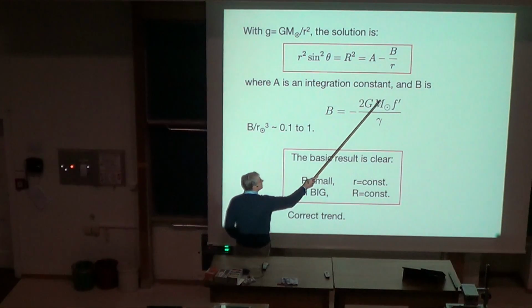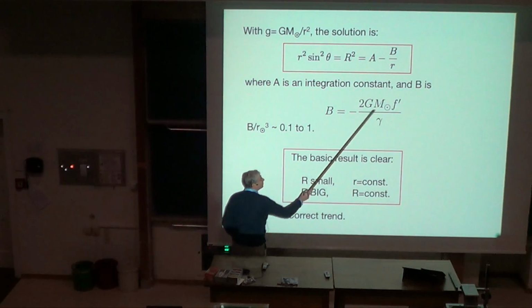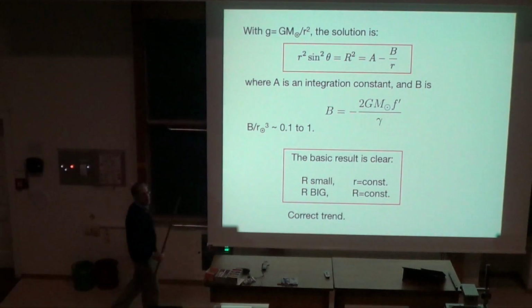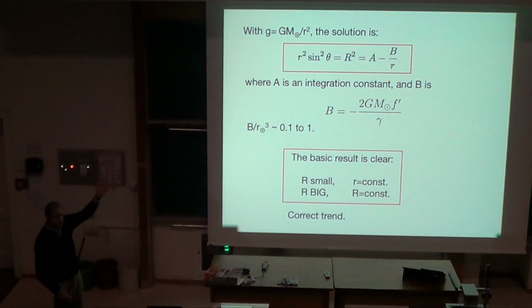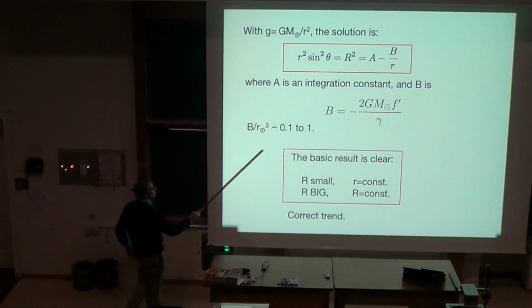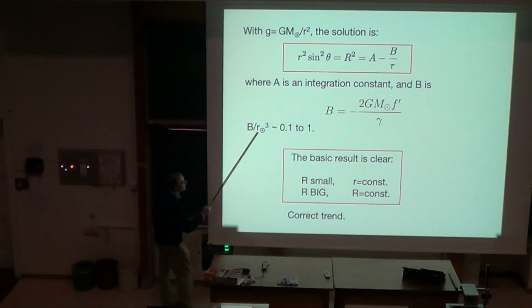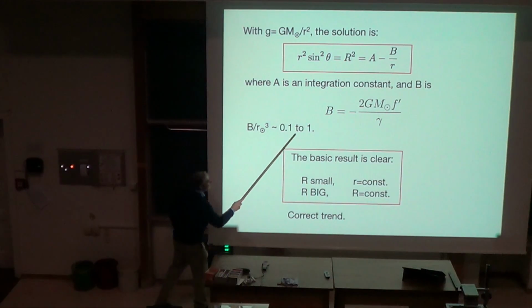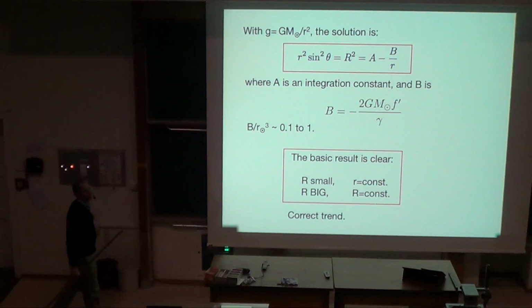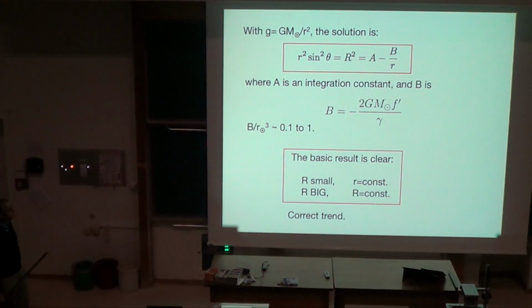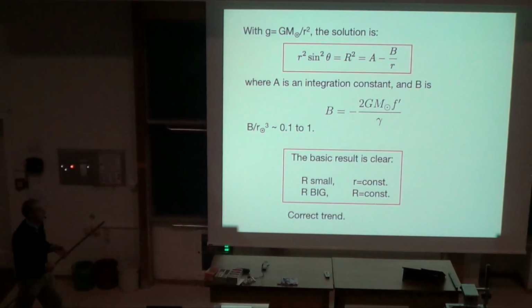Newton's G, the mass of the sun, F prime, which is an entropy gradient over omega, so it has units of entropy over omega squared, gamma simply 5/3. The crude estimate is that this is a number in dimensionless form, V over the cube of a solar radius, a number less than, but of order 1, which is nice. And the basic result of this solution is pretty clear, isn't it?